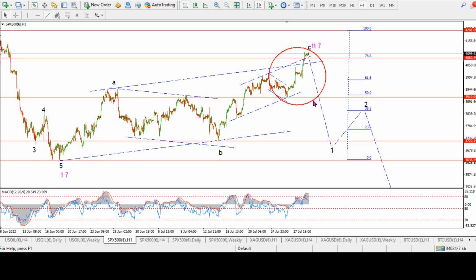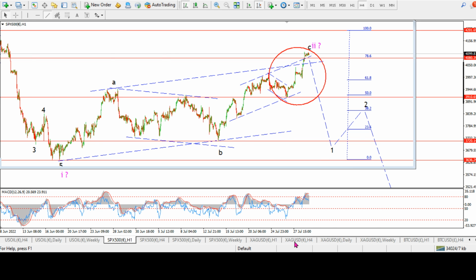If this pattern is fully complete in wave 2 here, then I think we'll get that initial reversal today. But if you join the website, you can see tonight's update, and you'll see where I stand on that. Okay, here is silver.